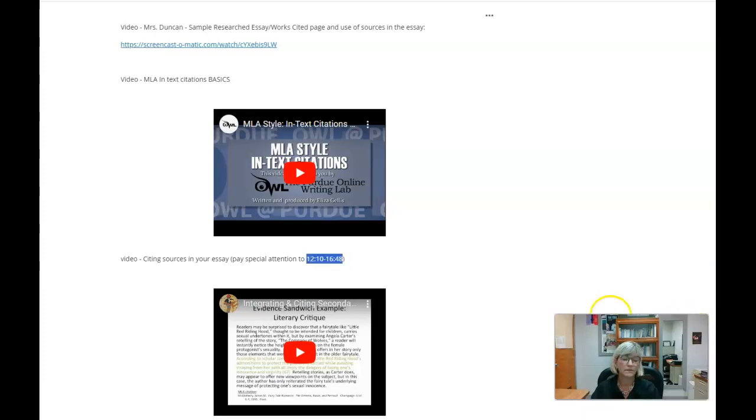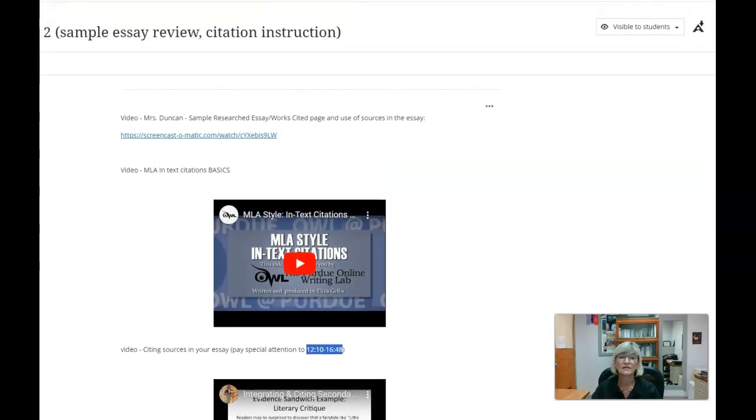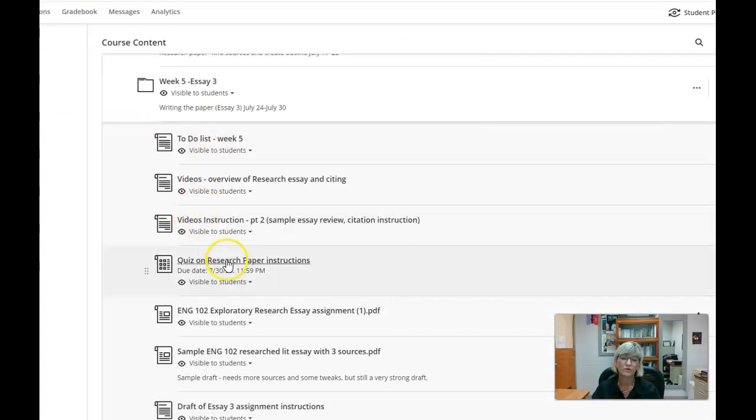So I'm trying to narrow down what is absolutely important for you to be able to pass the assignment. And you need to show me in your draft that you know how to cite sources, and then I have a quiz over it. Okay, then I just have a couple of the resources. Again, the reminder of the requirements for this assignment, and then the sample. Okay, and it's a sample. It says it needs more sources and some tweaks, but still a very strong draft.